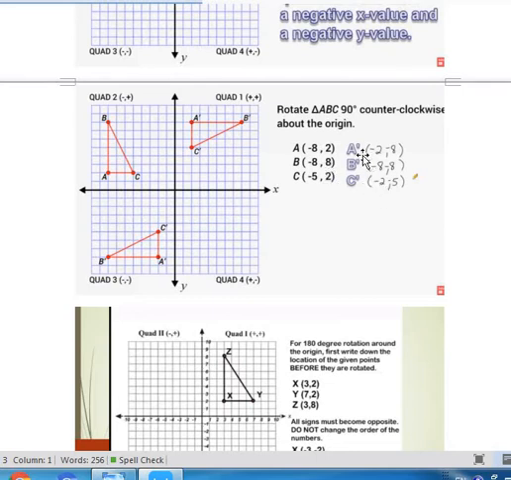So after switching my numbers, -2, -8, -8, -8, -5, -2, -5, I switched the places of the numbers and put negatives for all of them, because in quadrant 3 I have negatives on both the x-axis and y-axis. Remember that.